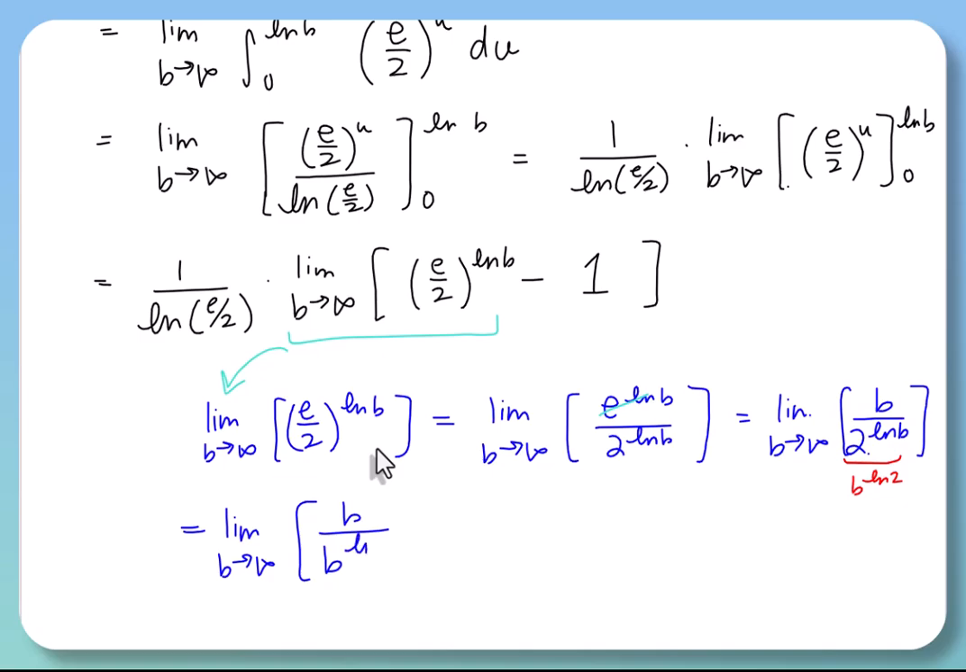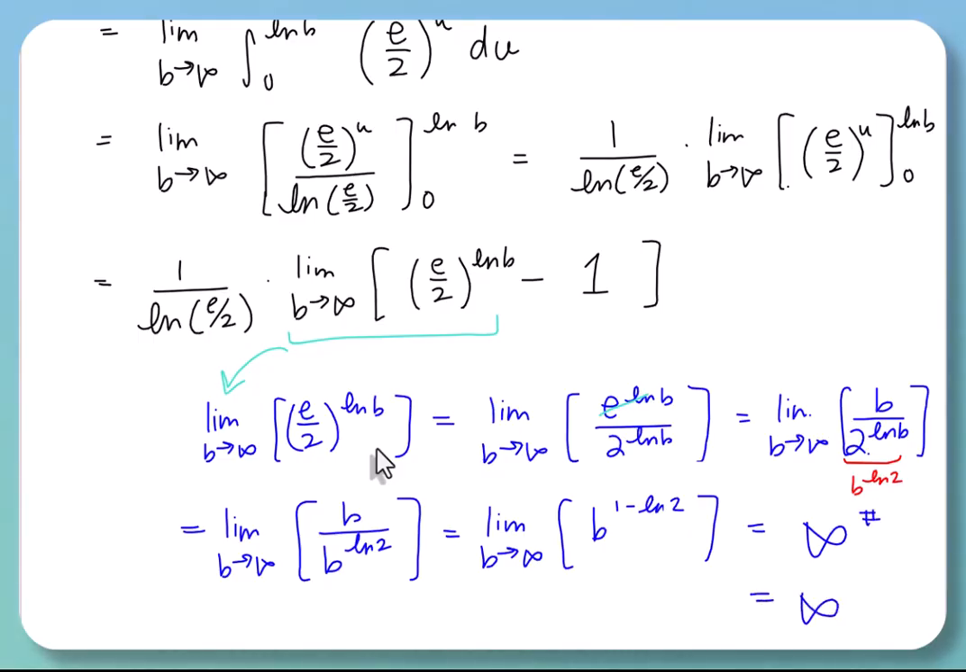So this is b to the natural log of 2. That is the limit as b goes to infinity. Now that they're the same base, that's b to the 1 minus the natural log of 2. 1 minus the natural log of 2 is a constant. And b to a constant, in this case that would be infinity to some constant number, is infinity.